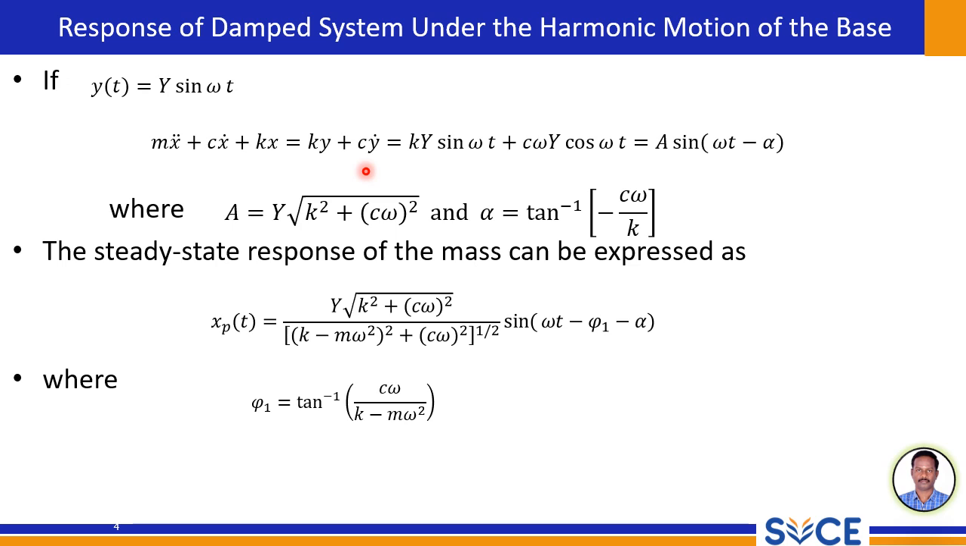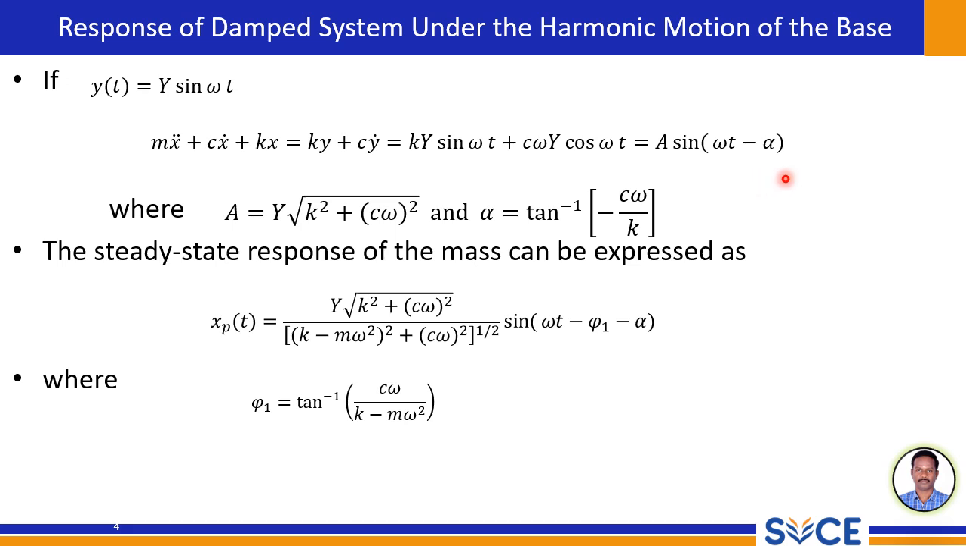We then substitute y of t and derive y dot, and use trigonometric identities to combine sine and cosine terms into a single sine term with a phase shift. This gives us k Y sin omega t plus c omega Y cos omega t, which can be expressed as A sin of omega t minus alpha, where alpha is our phase shift. Here A represents the amplitude of the forcing vibration and alpha is the phase angle.